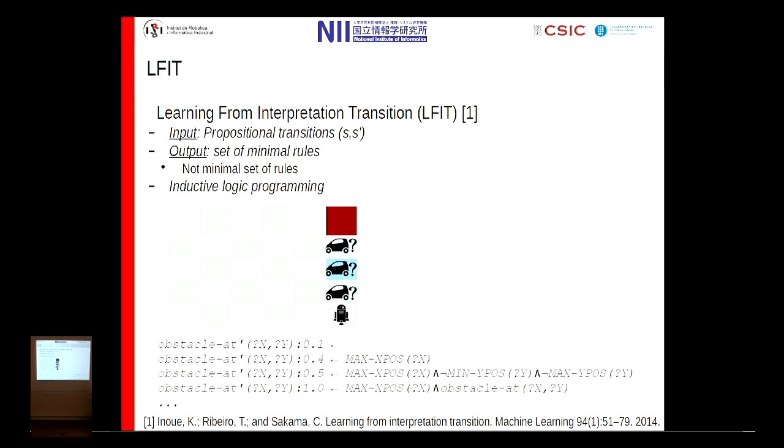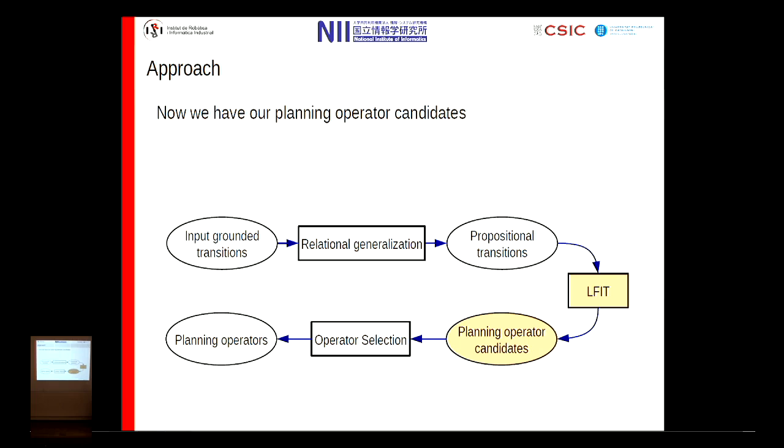And the output that we receive from here, for example, for the effect where cars appear, we may have several planning operators. Very general ones, like a car can appear everywhere with a 0.1 probability, or more specific ones, like a car will only appear in the first column with a 0.4 probability, and so on. And then we will have to select which are the right ones that we want.